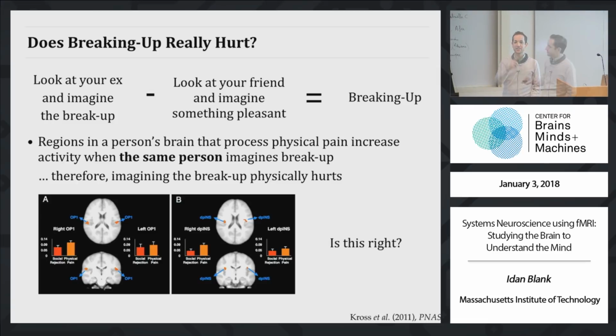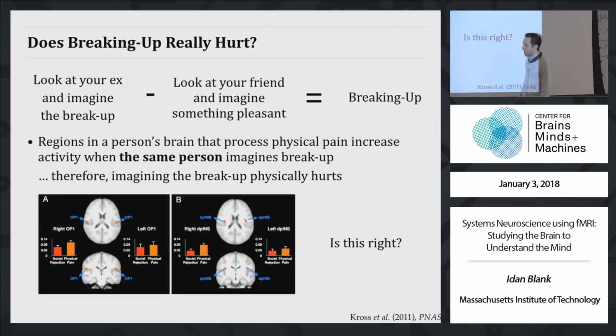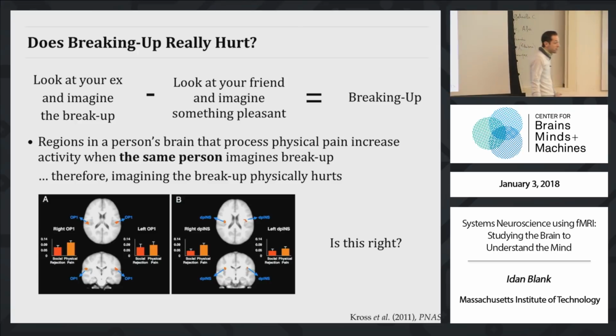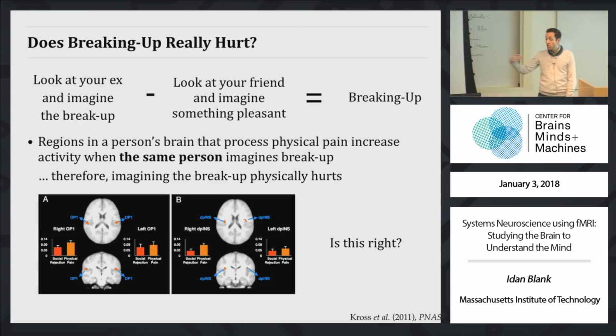There's another problem here. So the problem here is, why assume that the same brain region only does one thing? Maybe the same brain region does both physical pain and social rejection. And it's not that social rejection physically hurts.